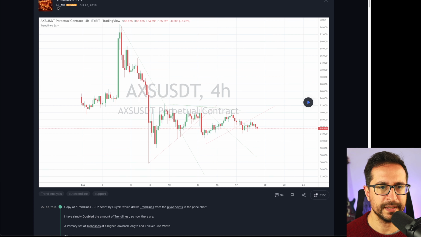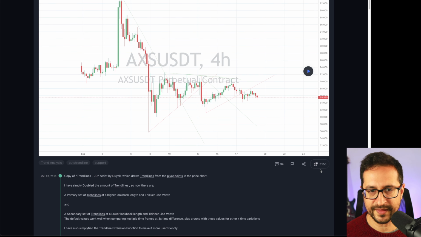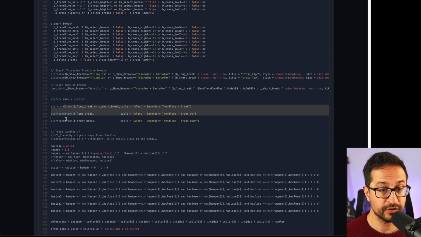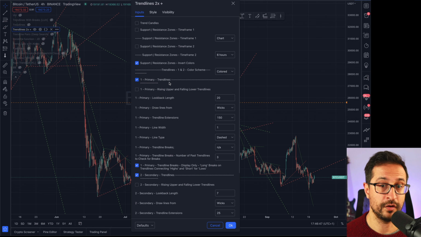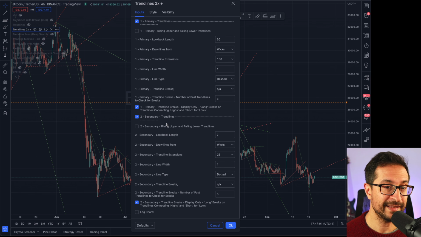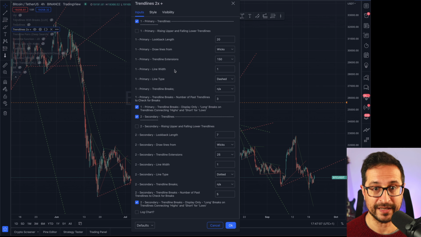Trendlines 2x is built by Leech MC. It's got 3,000 likes, open source. It supports alerts and it's got a ton of parameters to play with. I will say that this is a pretty advanced one. If you want to play with it, you're going to spend hours finding different ways of drawing the trend line. Pretty cool. Congratulations to the author. I have very good fun playing with all the parameters.